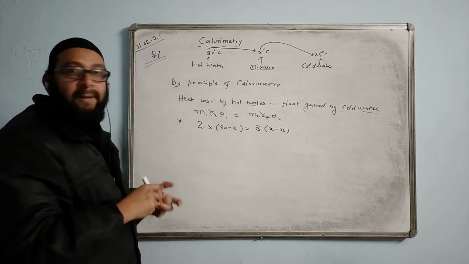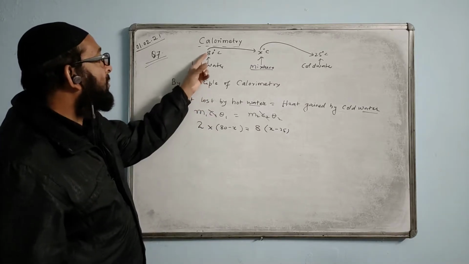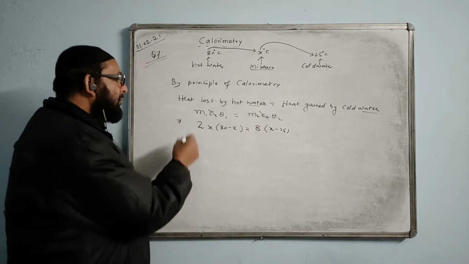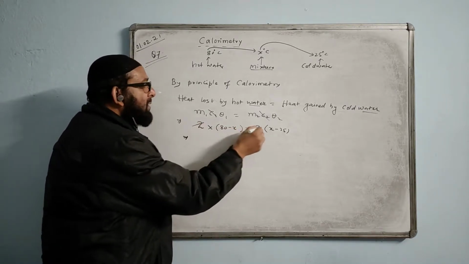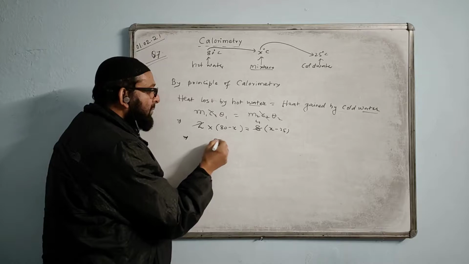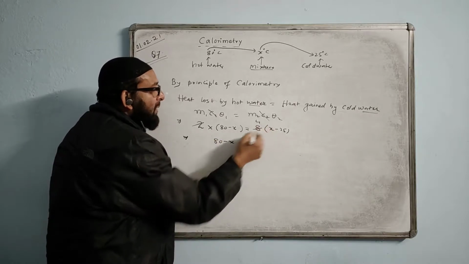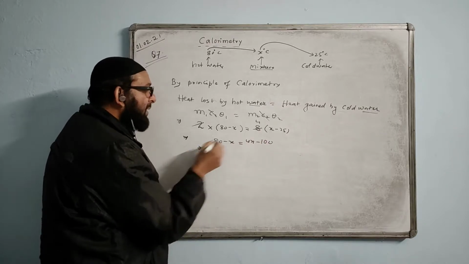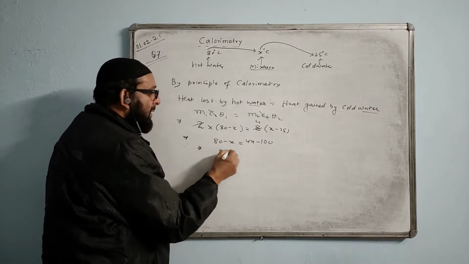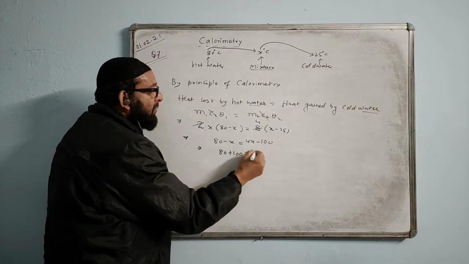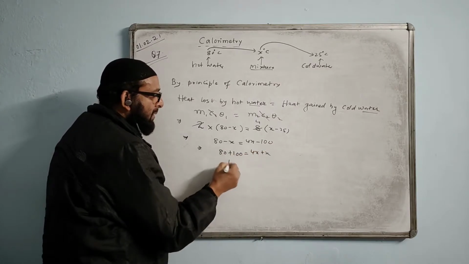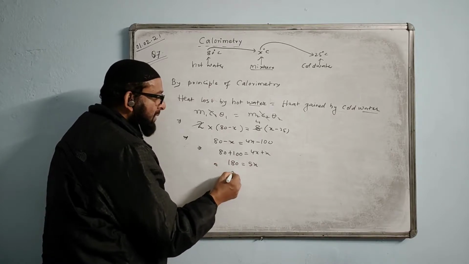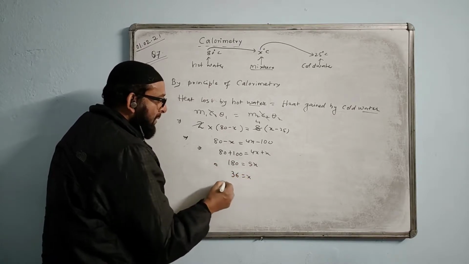Now x is unknown, we have to calculate it. 2 and 8 cancel to 4. Here we get 80 minus x. 4 multiplied gives 4x, and 4 into 25 is 100. Now I'll find the value of x. 80 plus 100 is equal to 4x plus x. 180 is the value of 5x. Cancelling with 5, 36 is the value of x.